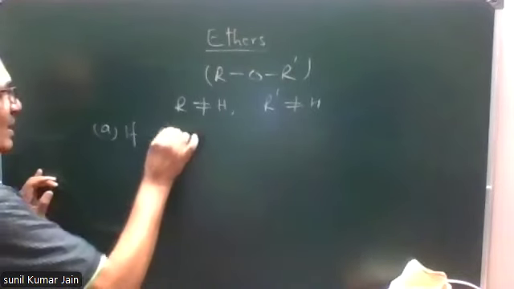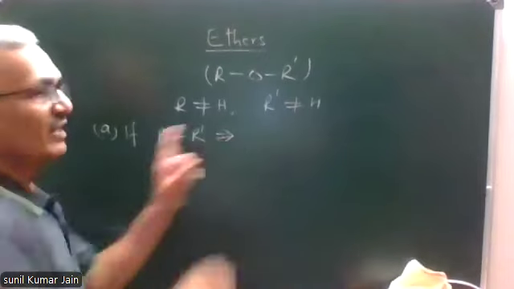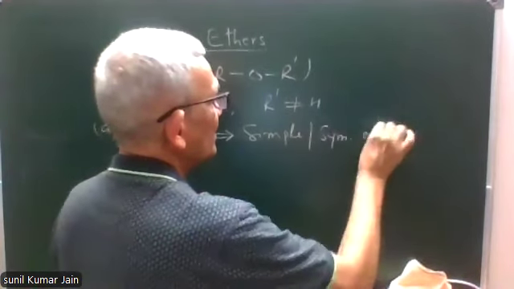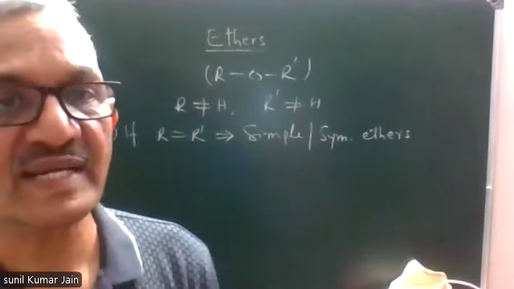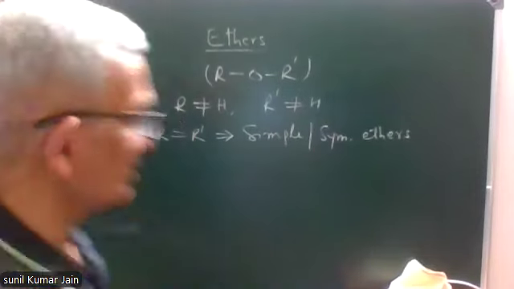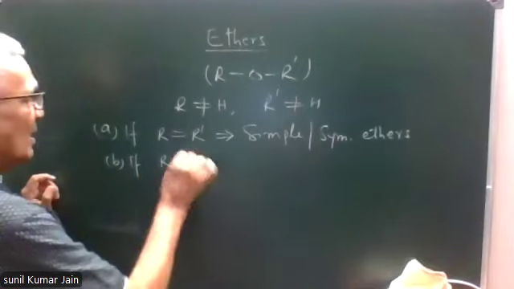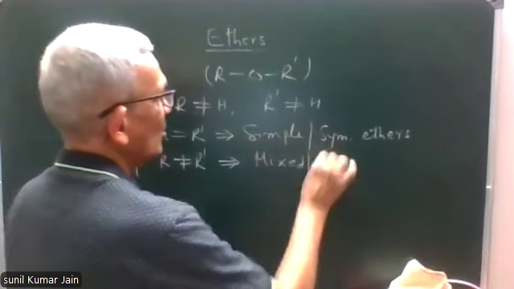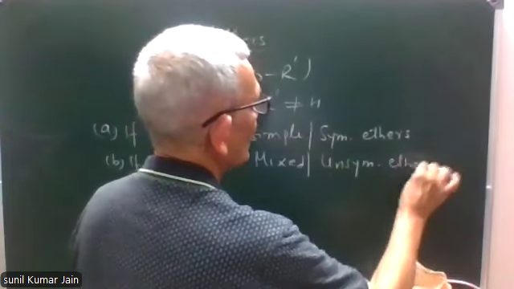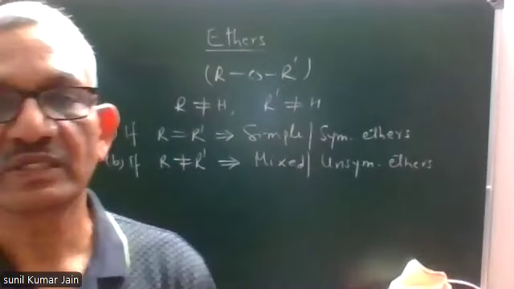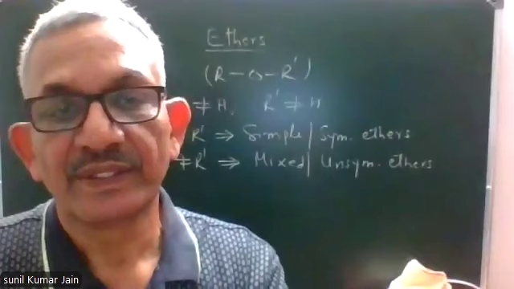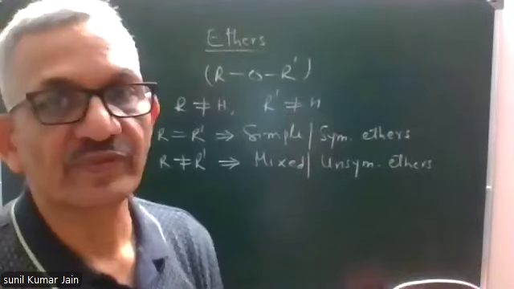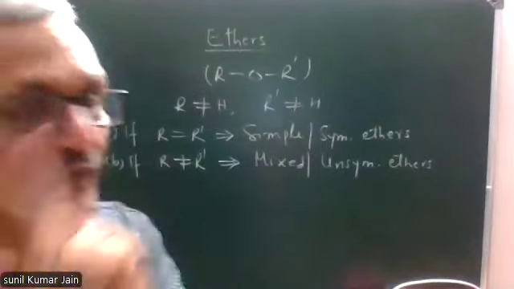A part. If R is equal to R dash, if both R's are the same, they are called simple or symmetrical ethers. B, if R is not equal to R dash, if they are different, then they are called mixed or unsymmetrical ethers. Write the heading, structure of the group. You have to just draw and write one sentence.